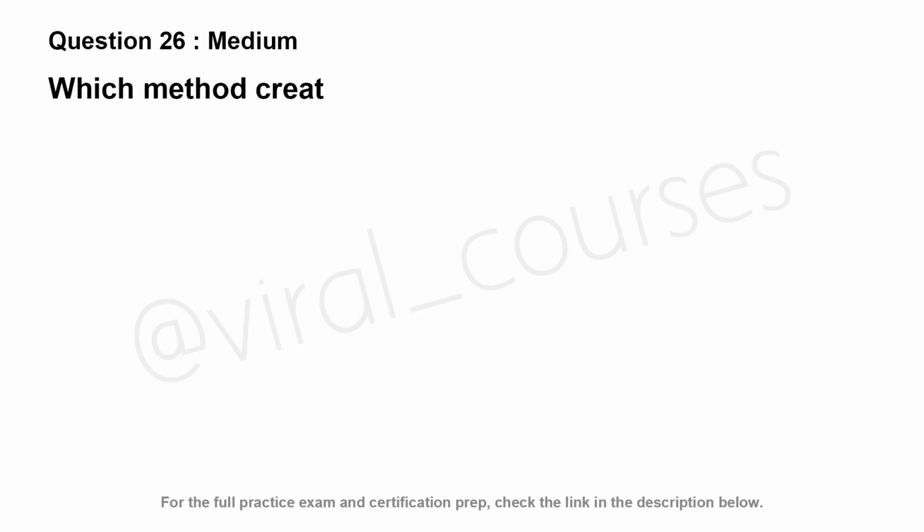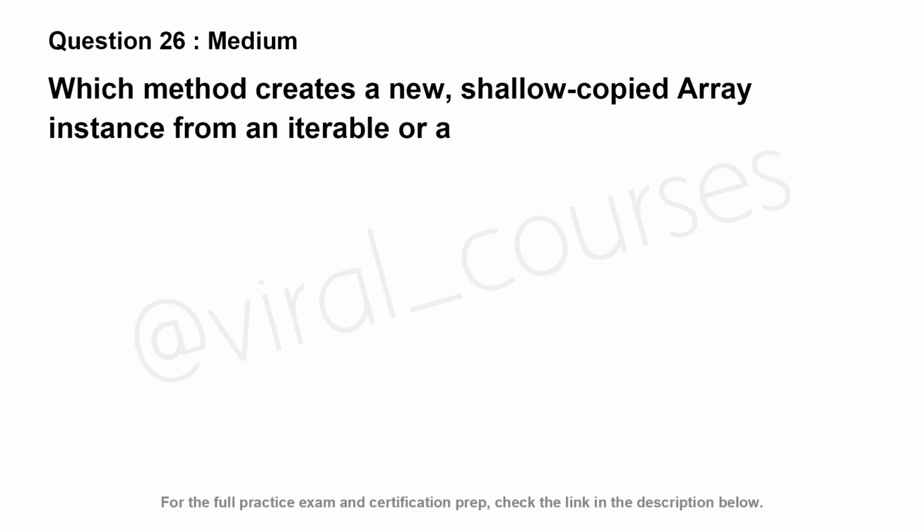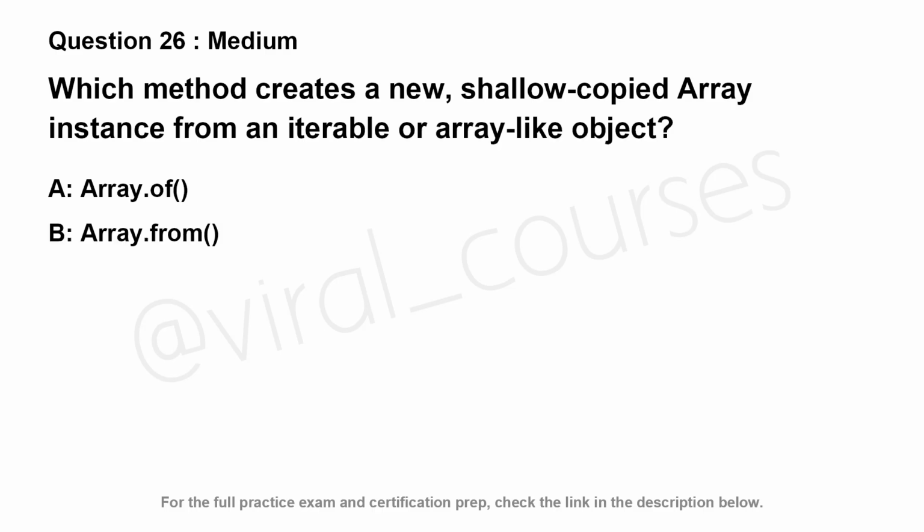Which method creates a new, shallow-copied array instance from an iterable or array-like object? Option A, Array.of. Option B, Array.from. Option C, Array.create. Option D, Array.new.